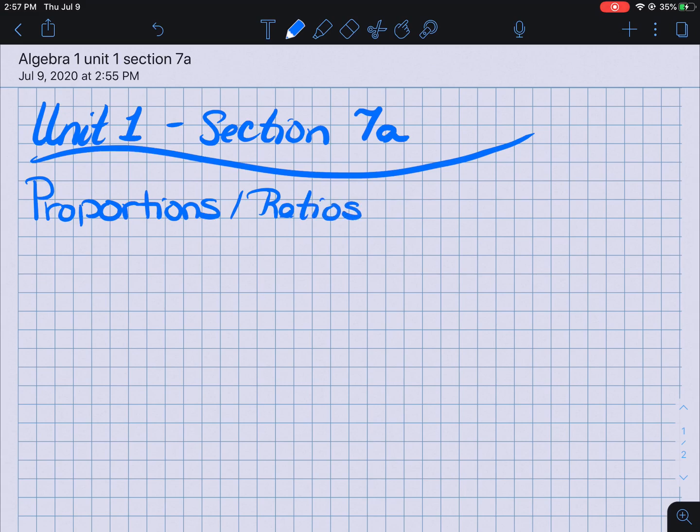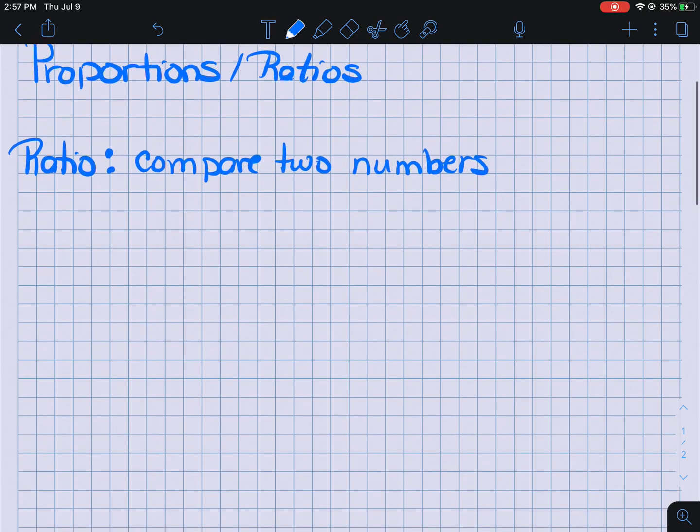The first thing is a ratio. A ratio is just simply a way to compare two numbers. It can be written in three different ways, and you'll see there's one way we prefer. You could say x colon y. You could say x to y. Or you could say x over y. Any of these are the ways to write a ratio. Okay?